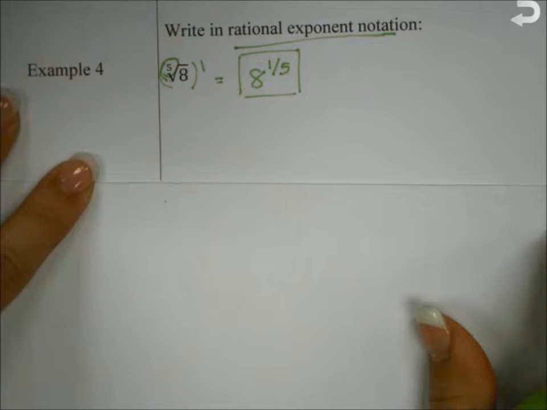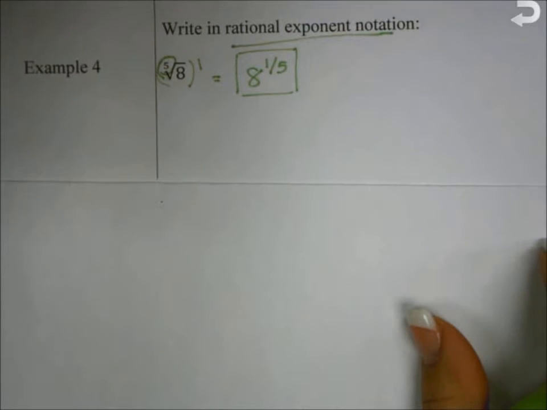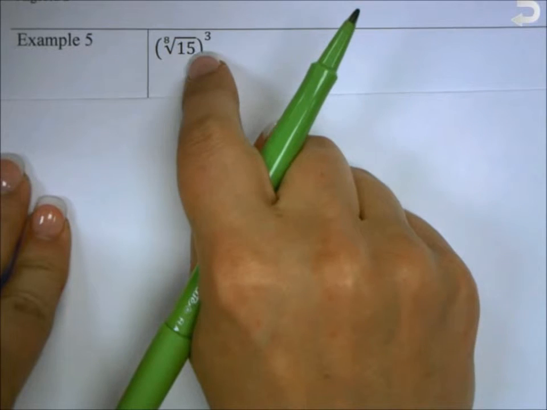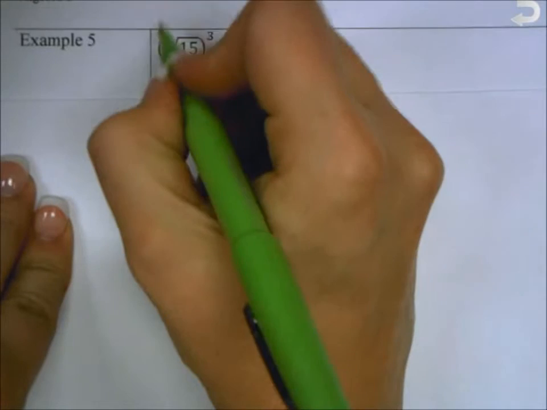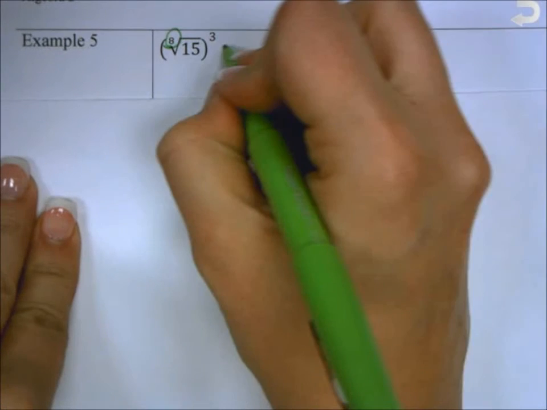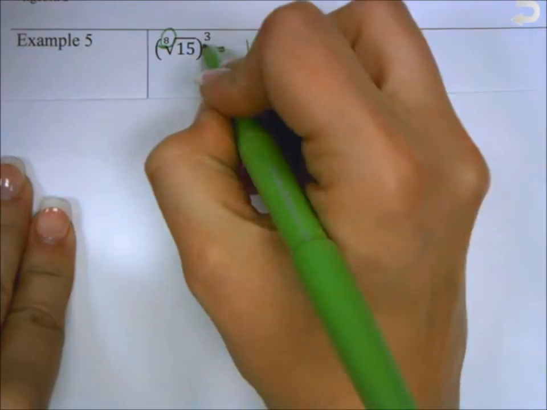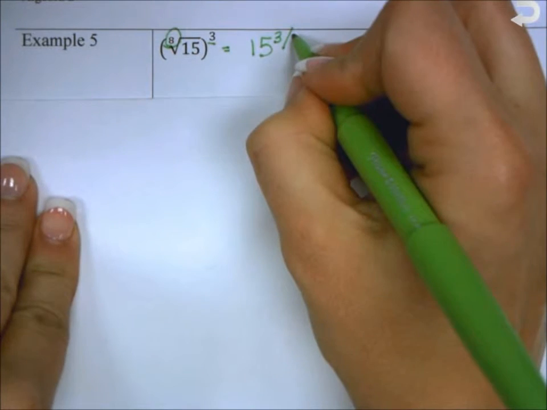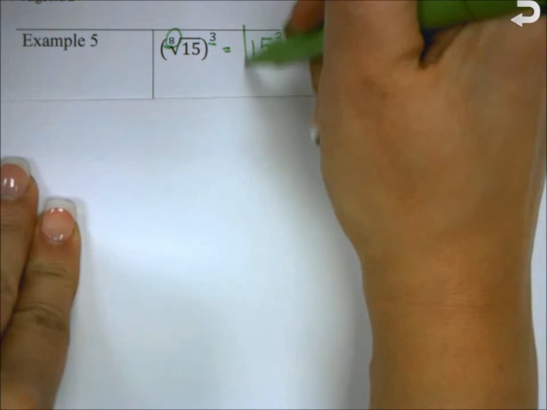Example 5. So we have the 8th root of 15 to the 3rd power. So this index is going to become my denominator. So I'm going to rewrite this as 15. The numerator is the 3rd power over 8. So 15 to the 3 over 8. And that's all I'm asked to do. So now we're just going from radical to rational exponent. So let's actually try simplifying or evaluating some of these.